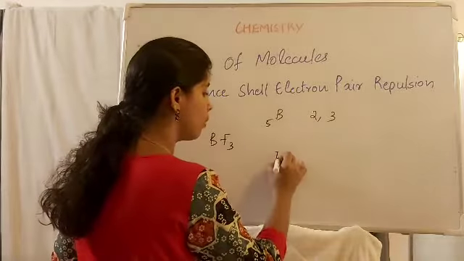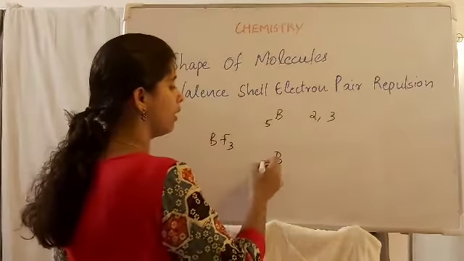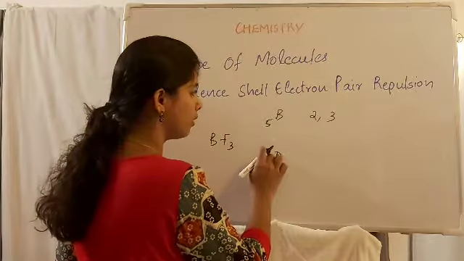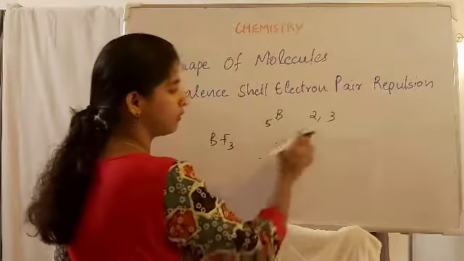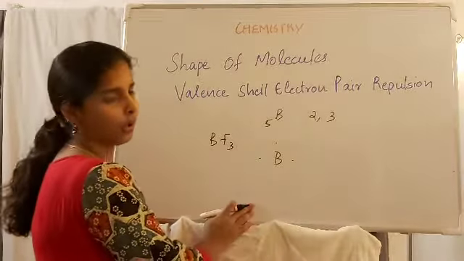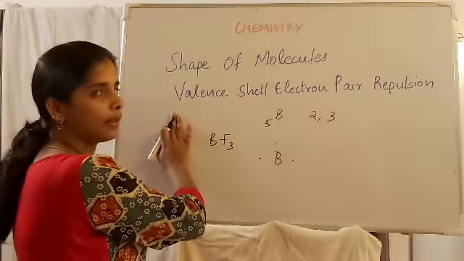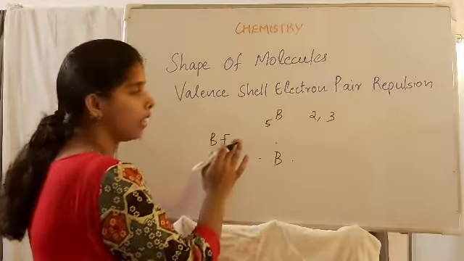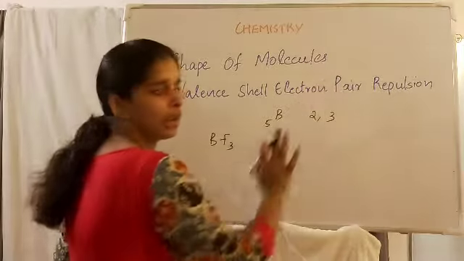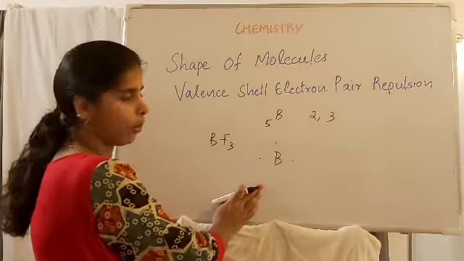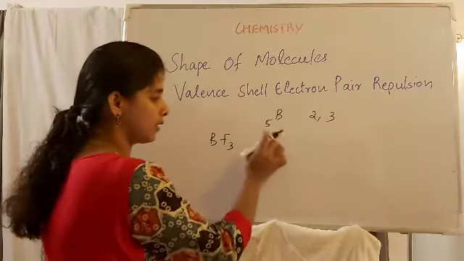Now boron is the central atom. There are 3 electrons on the outermost shell of the atom. According to VSEPR theory, we are considering only the valence shell electron pairs. Since there are 3 electrons on the valence shell of boron, we can draw these 3 electrons here.